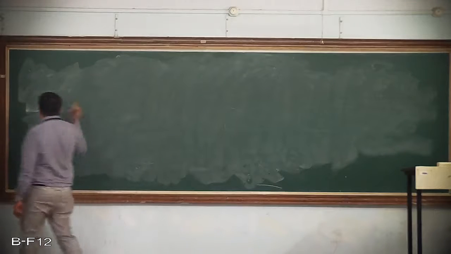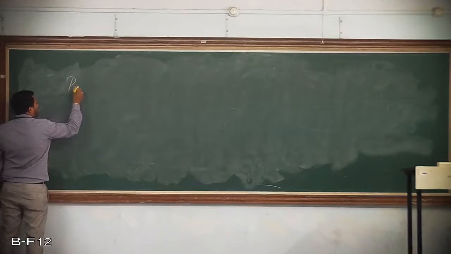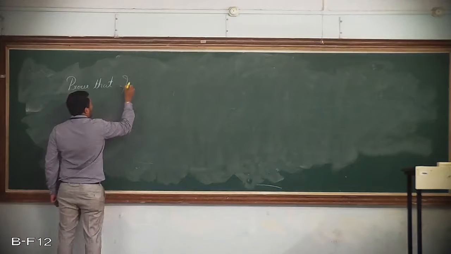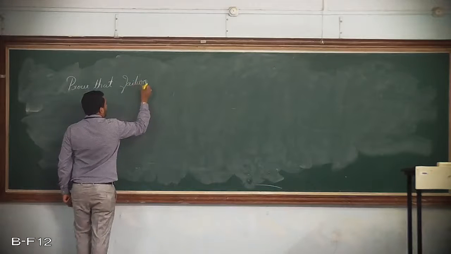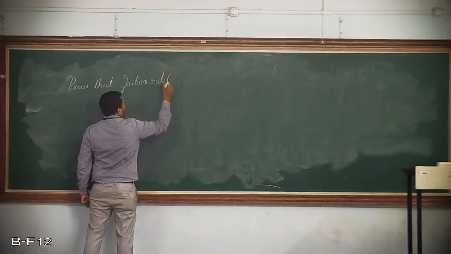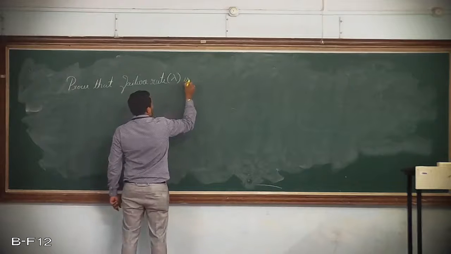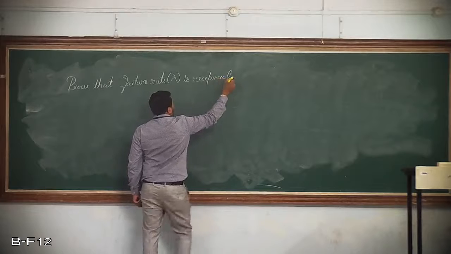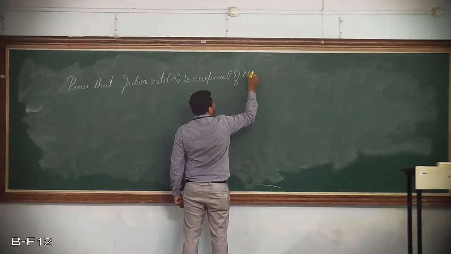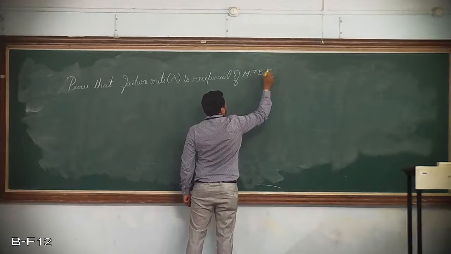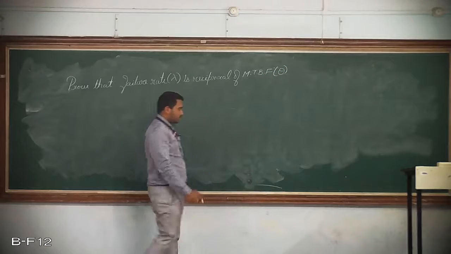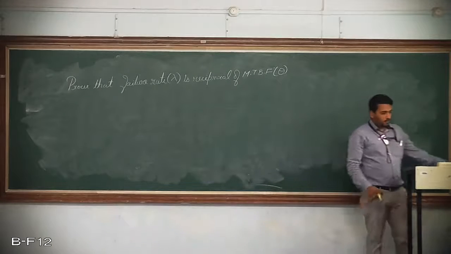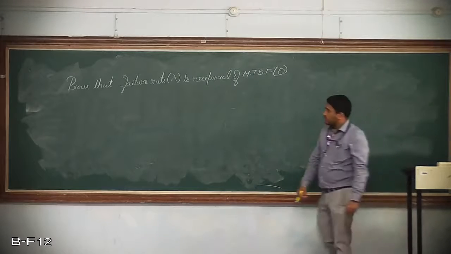Now sometimes it has been asked in the question paper that we need to prove that failure rate, designated as lambda, is reciprocal of mean time between failures, that is represented as theta. We need to prove that the failure rate lambda is reciprocal of mean time between failures theta.